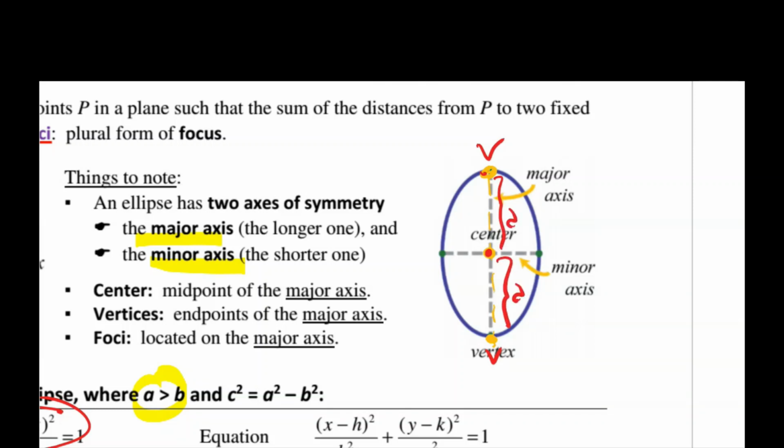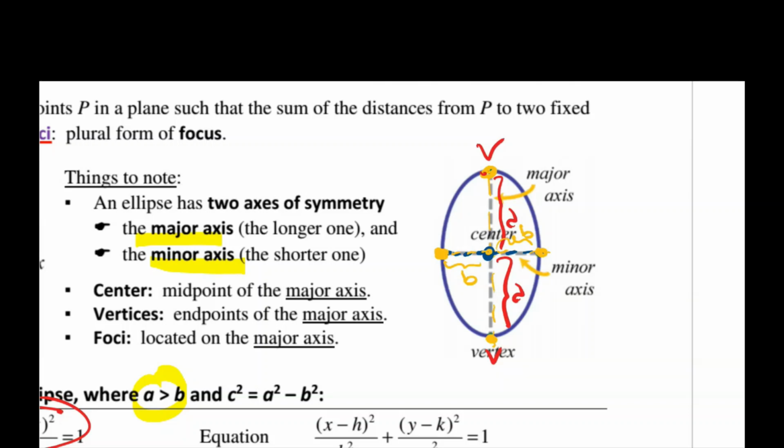What is B? B represents the distance from the center to one of the endpoints. Let me do another color. B represents the distance from the center to one of the endpoints on the minor axis, or the shorter one. So this will be B. This will be B. Fantastic.